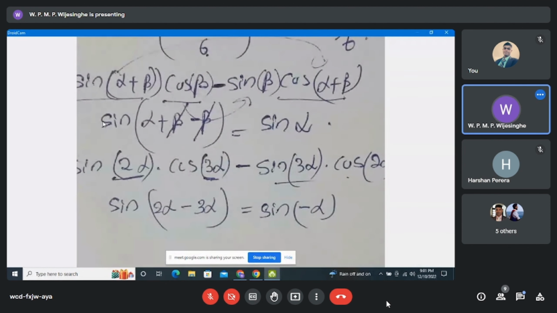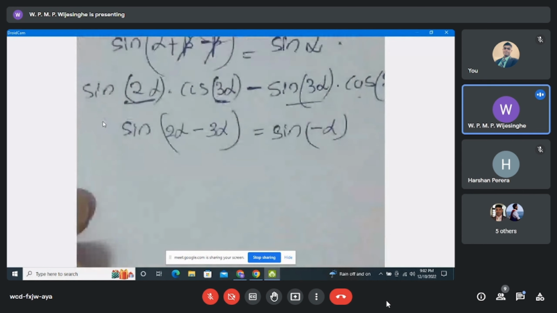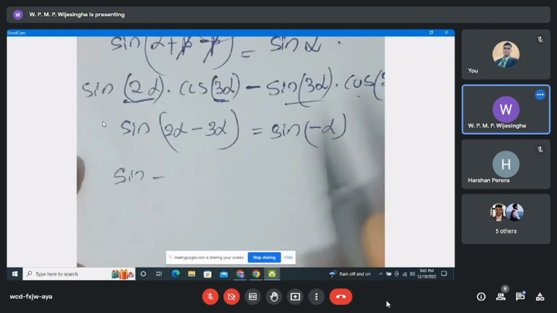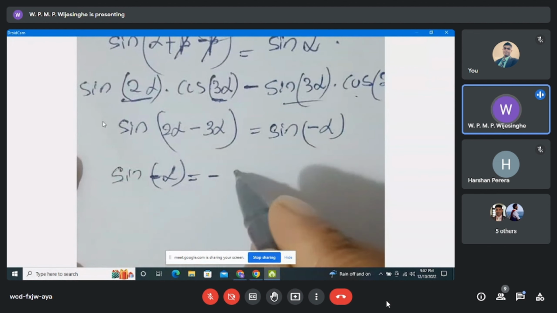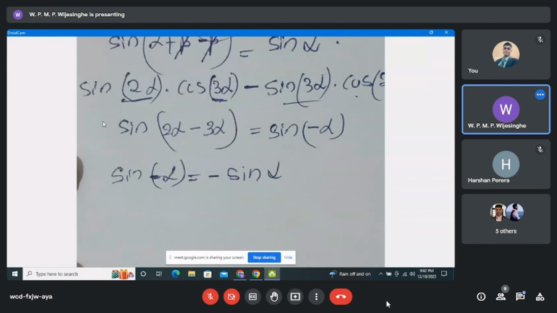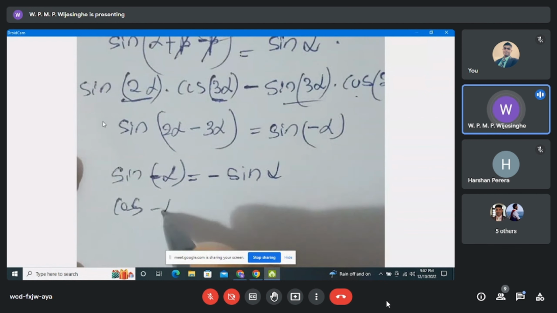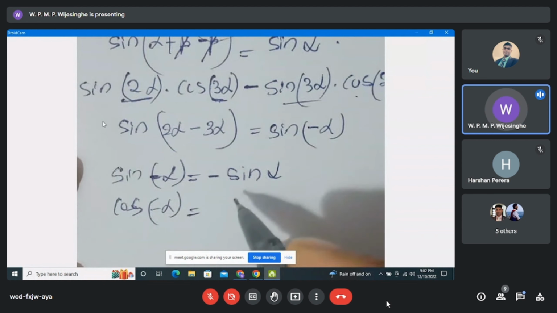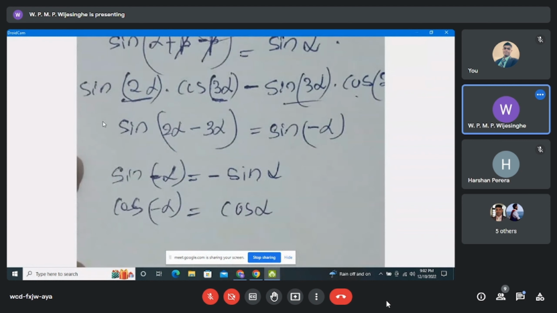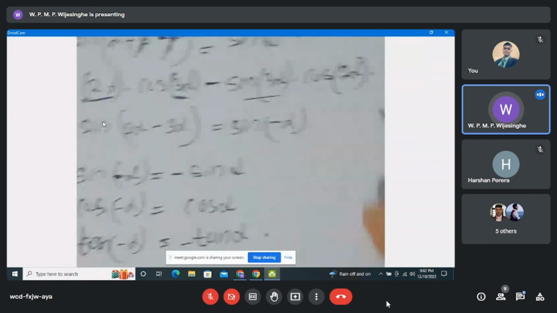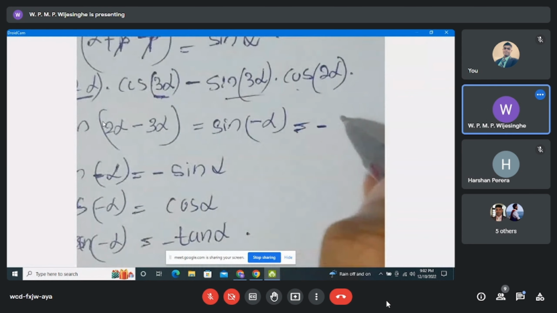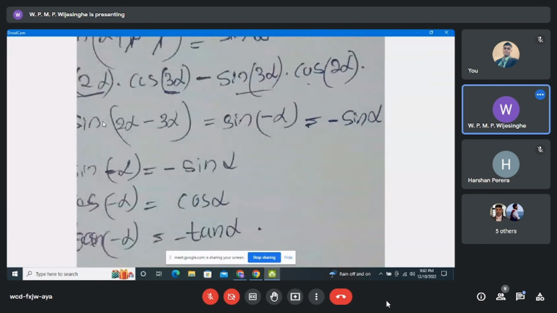Right? Then here keep it in your mind, sine of a negative angle. Like this, we can write, take this negative sign out of this sign ratio and sin alpha. Cos of a negative angle is equal to cos alpha. Tan minus alpha is minus tan alpha, right? Then this one is equal to minus sin alpha, right?